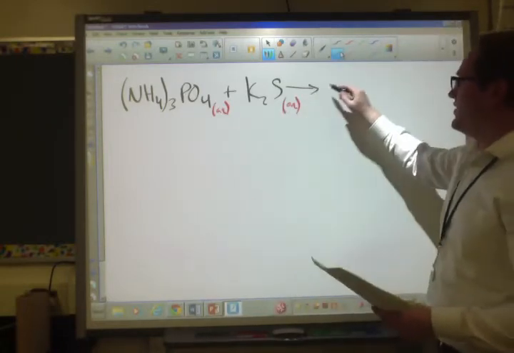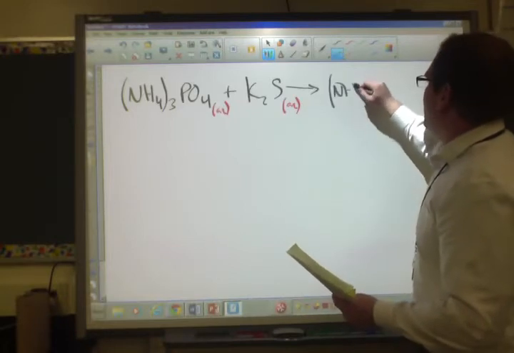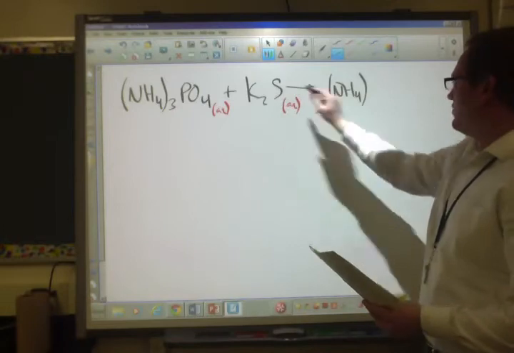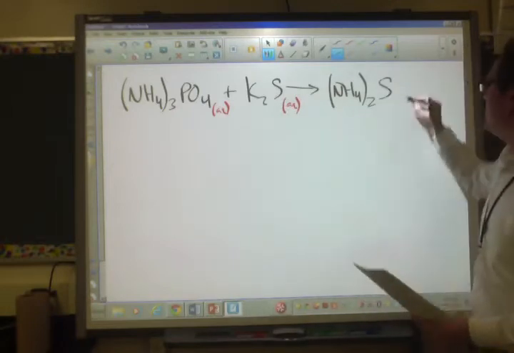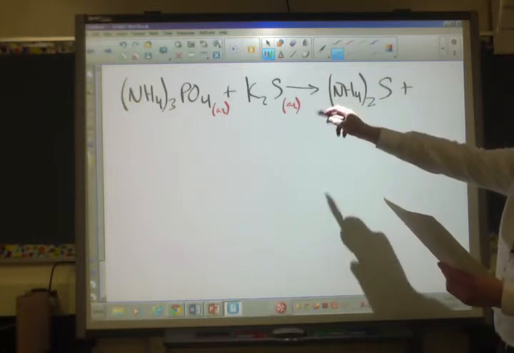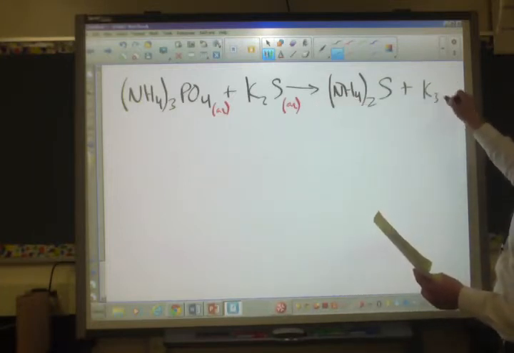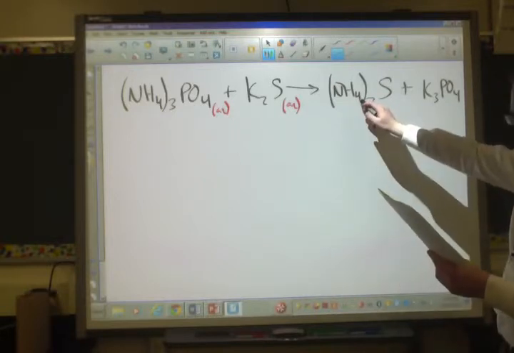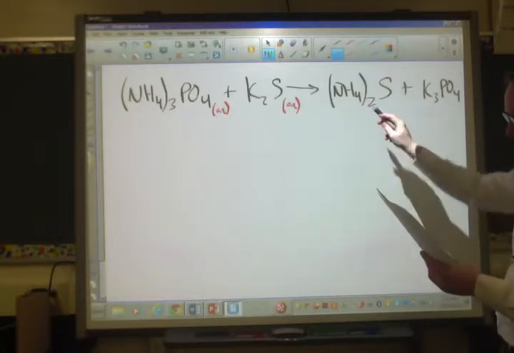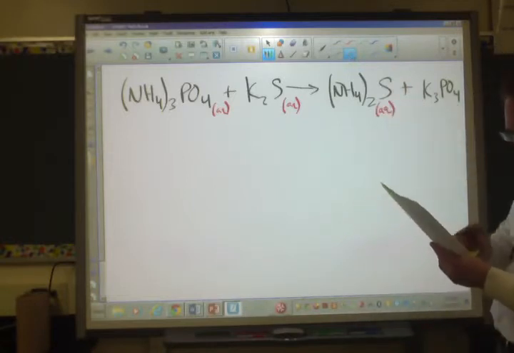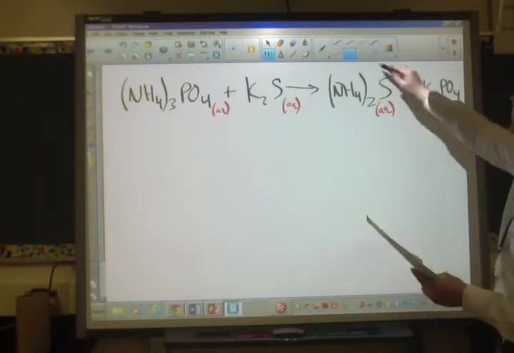This is going to yield NH4 2S, ammonium sulfide, plus potassium phosphate. All right, so I believe this is going to be aqueous. I think all of them are. Yep, aqueous. Potassium phosphate is going to be aqueous.